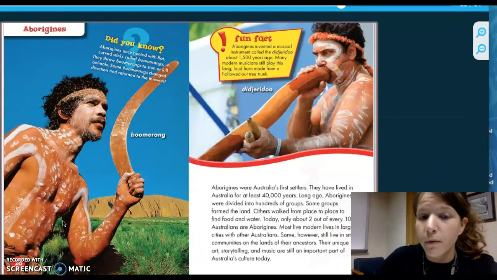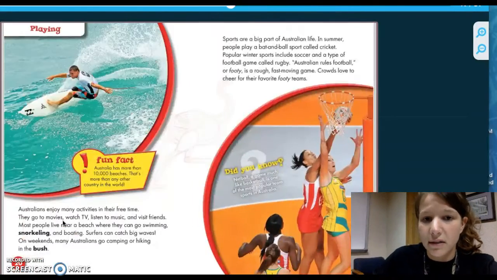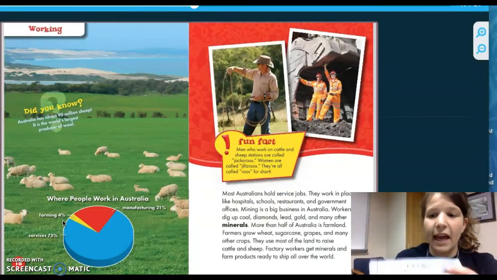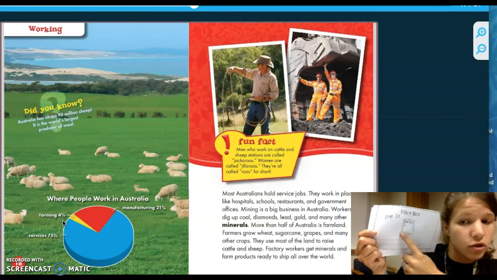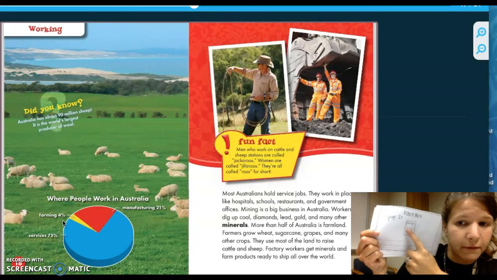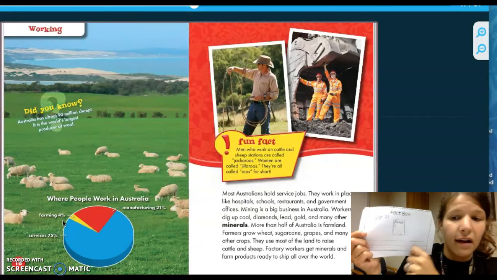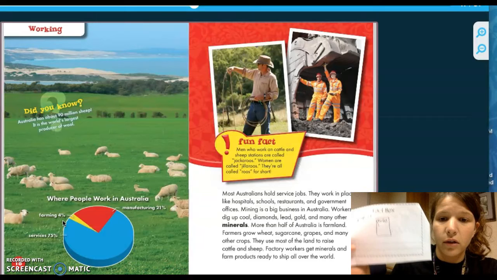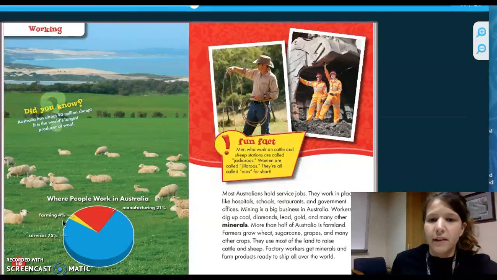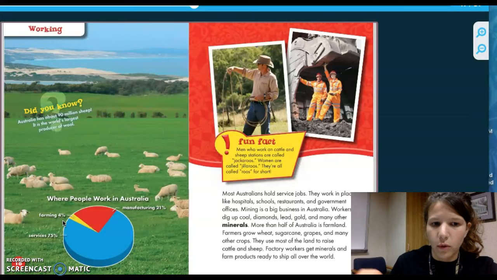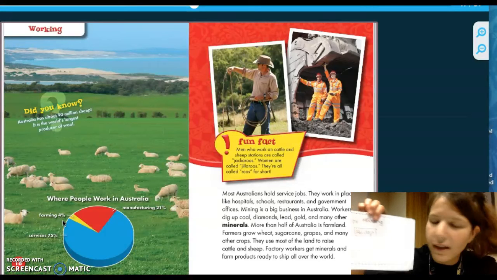I want for you to find another fact box and tell me just how I did. Tell me which page it's on, and then if you just draw how it says fun fact and then draw the box, I'm okay with that if you do not write all of the words. The last feature we're going to talk about is a heading.